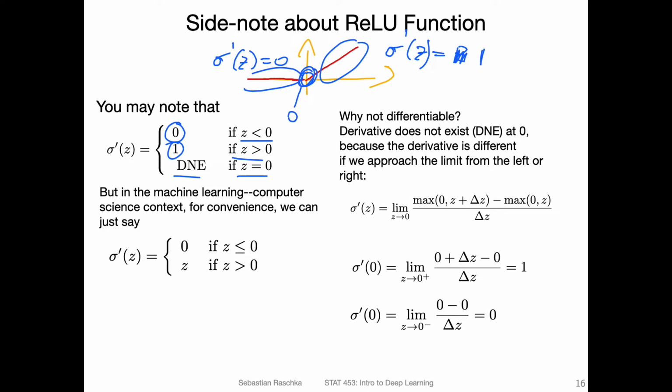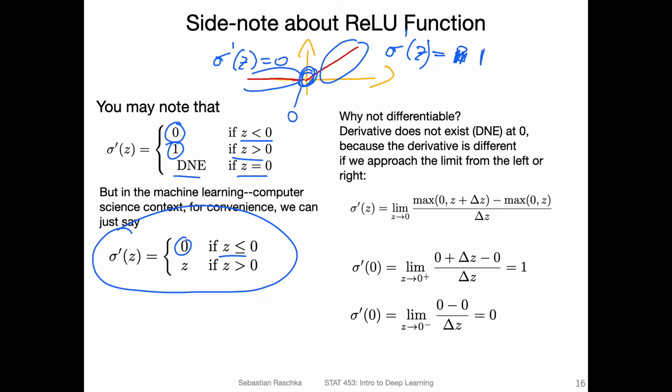So yeah, what do we do now? In computer science or in the computational context, we are not that picky. We just make a small adjustment. So we adjust the derivative as follows, that it is 0 if z is smaller or equal to 0.